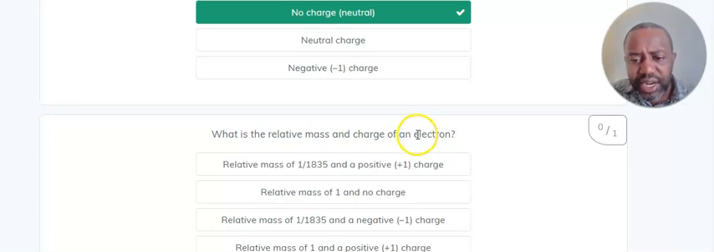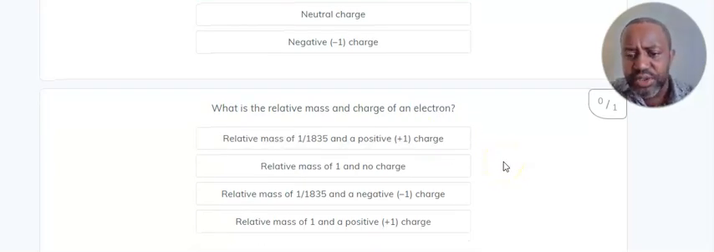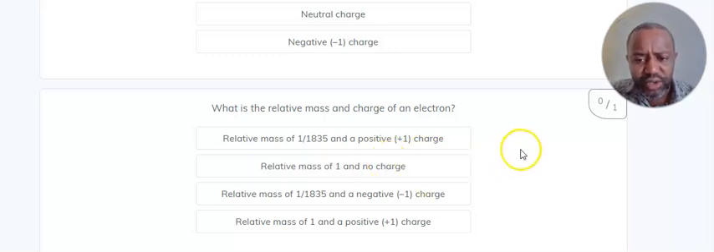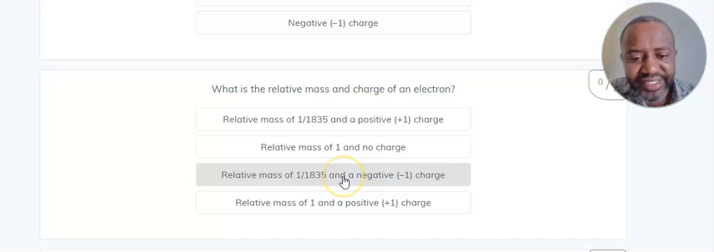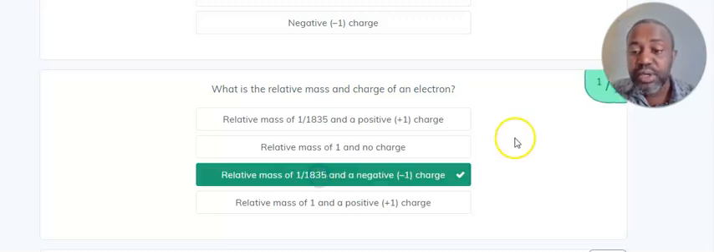What is the relative mass and charge of an electron? When I see the word electron, I think of a negative charge. So anything which is having a positive charge is wrong, even a no charge is wrong. So the answer must be this one. Of course, I remember that an electron has got a very negligible mass. So I would go with this one.